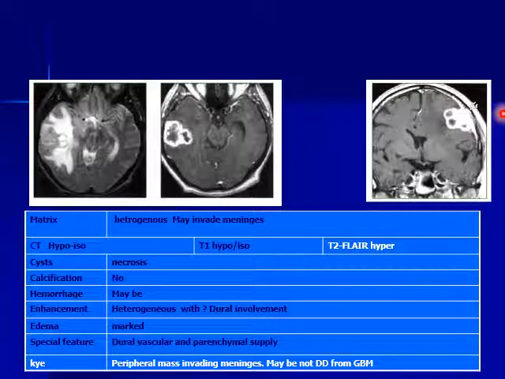The differential diagnosis includes glioblastoma multiforme, number 2, gliosarcoma like this, but this is very rare, aggressive meningioma or hemangiopericytoma, and don't forget the great simulators, which are metastasis and lymphoma.